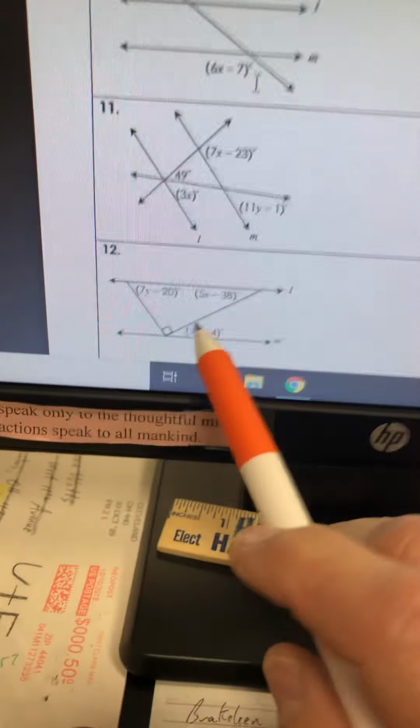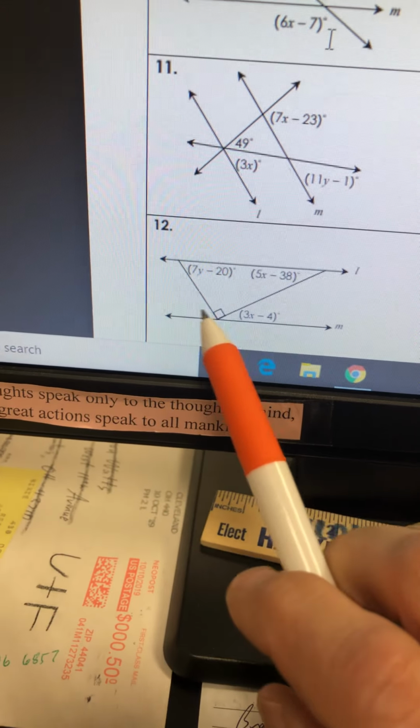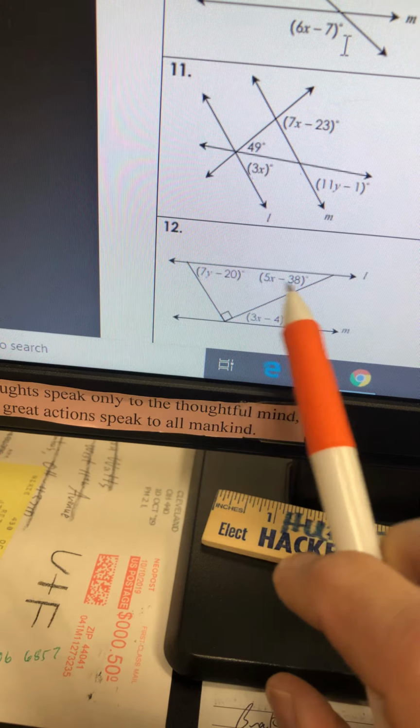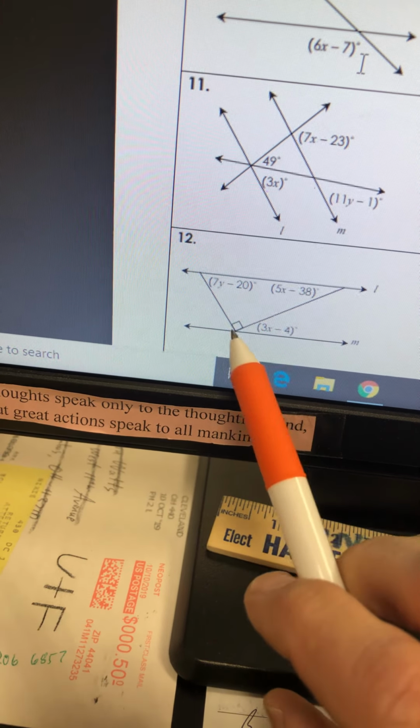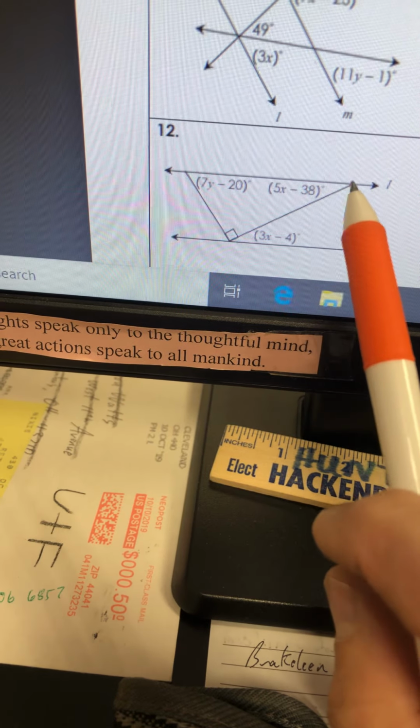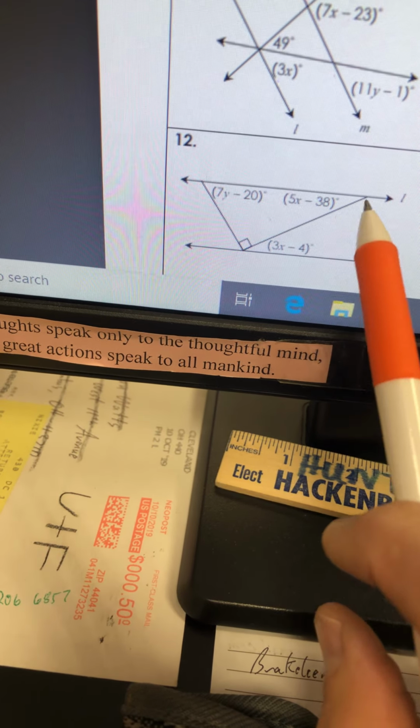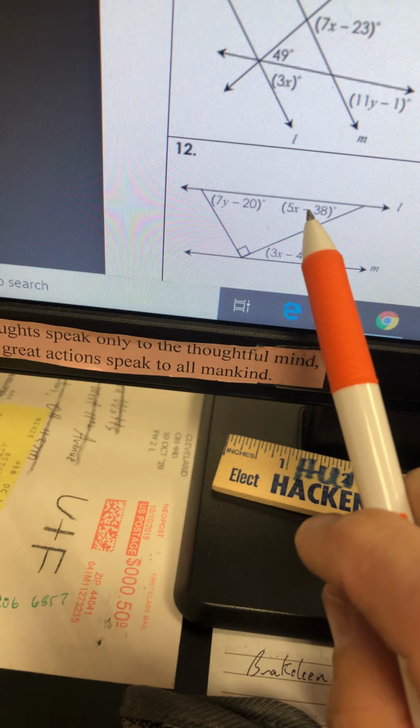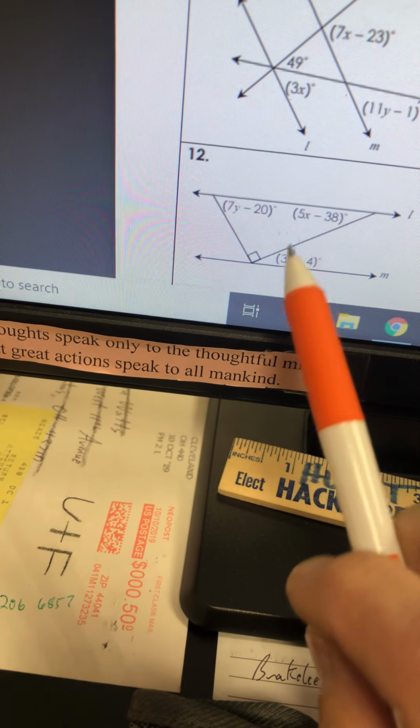And then for 12, take a look at 12 here. We have a triangle, and the sum of all of the angles inside of a triangle is 180. But before we do that, I have this and this are parallel. So if we have a transversal, the alternate interior angles are going to equal each other.